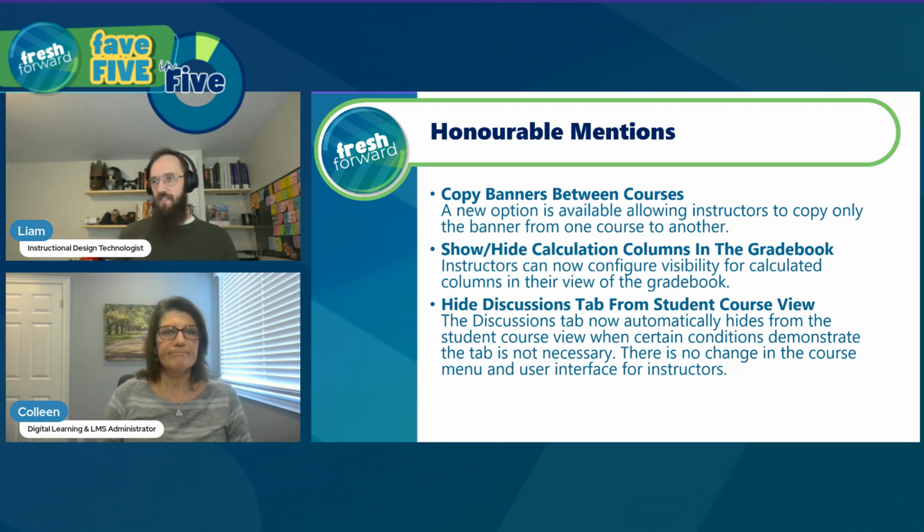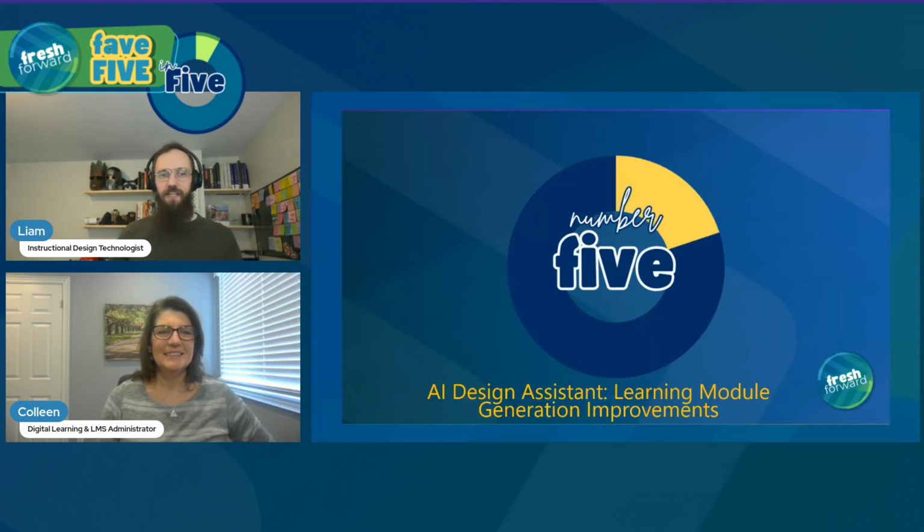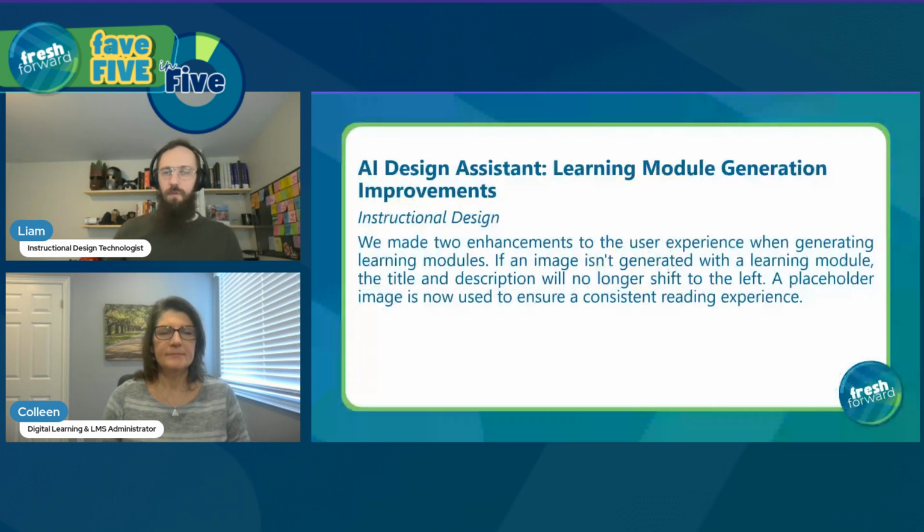Look at that, 2 minutes in, and we're already starting in on our number five. I know. Here we go. Number five is the AI Design Assistant Learning Module Generation Improvements. Ultra has made two new enhancements to the user experience when generating learning modules. If an image isn't generated, the title and the description will no longer shift to the left, and a placeholder image is now used to ensure that the content is consistent as far as the reading experience.